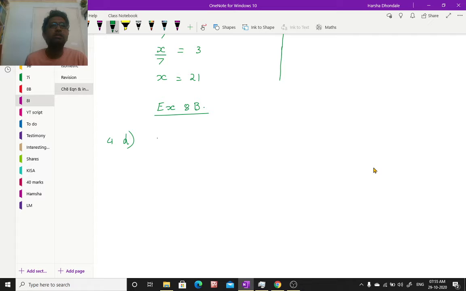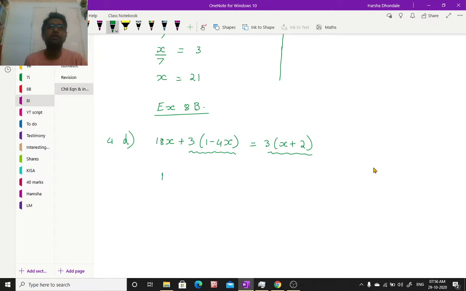18x plus 3 into 1 minus 4x is equal to 3 into x plus 2. This is the question. Now how do we solve this? First I'll open up the brackets, multiply here 3 into 1 minus 4x, and I'll multiply this.